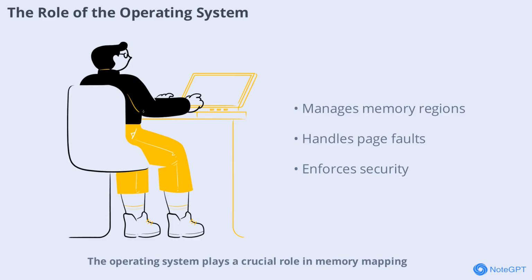The operating system plays a crucial role in memory mapping. It manages the mapping process, keeps track of which memory regions are associated with which files or devices, and handles page faults when data needs to be loaded into RAM. The OS also enforces security, ensuring that only authorized processes can access certain memory regions. This careful management keeps your system running smoothly and securely.